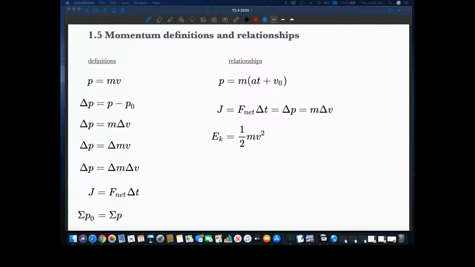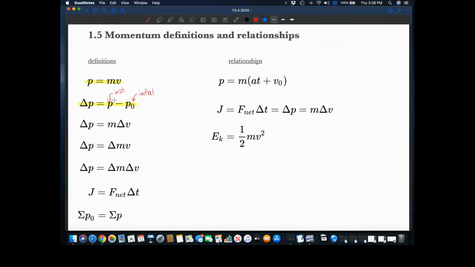Now, just like we broke out in kinematics, we can categorize all our formulas as definitions or relationships. So we've already been introduced to our first definition, which is momentum. And what we know is, in any case, the change in something, the change in momentum, is equal to the instantaneous minus the initial.